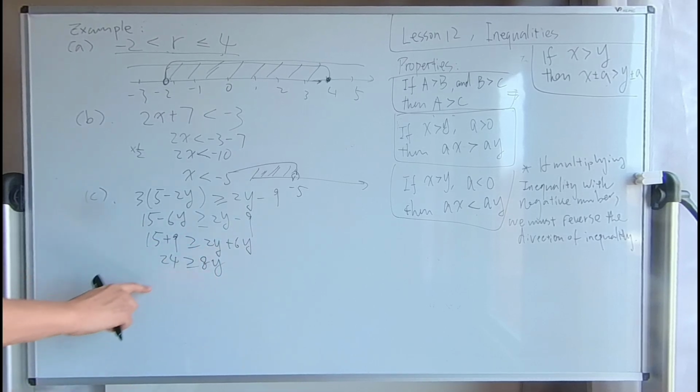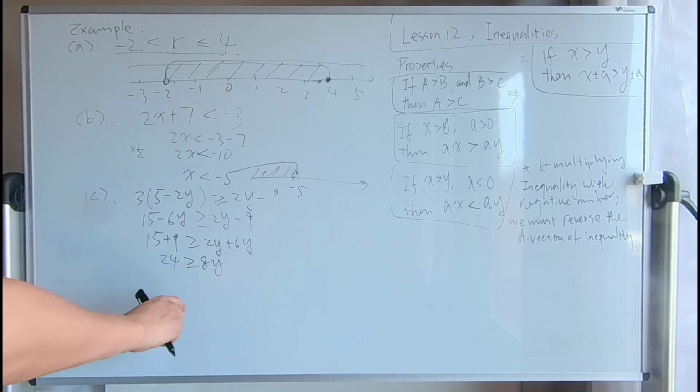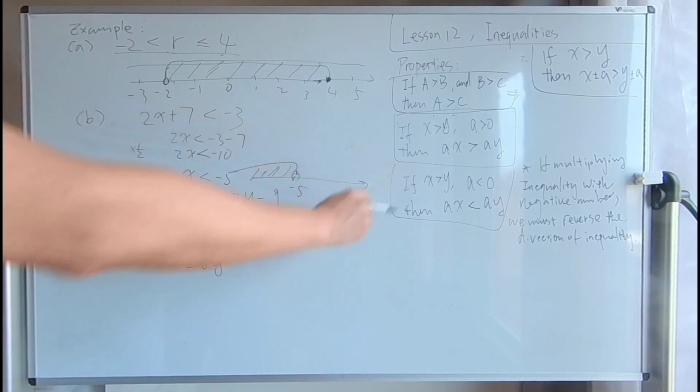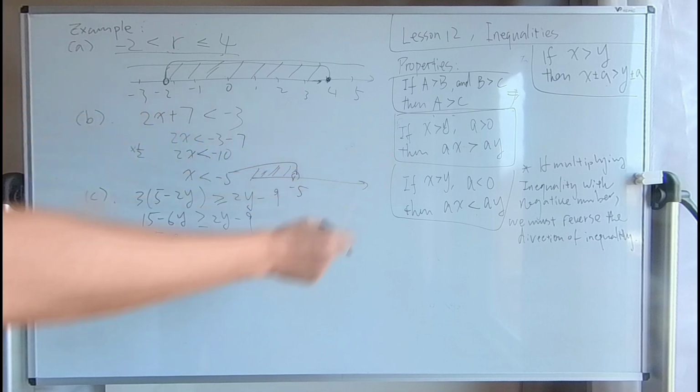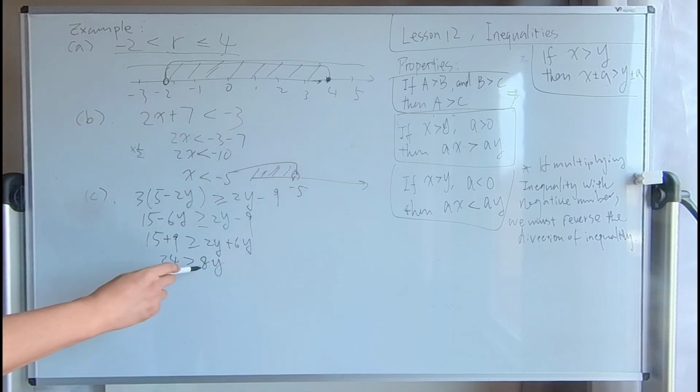Now dividing, be careful. When dividing or multiplying, if it's a negative, then you need to change the sign. This time I'm dividing by 8. 8 is a positive number, so no need to reverse the sign. So then it's 3.